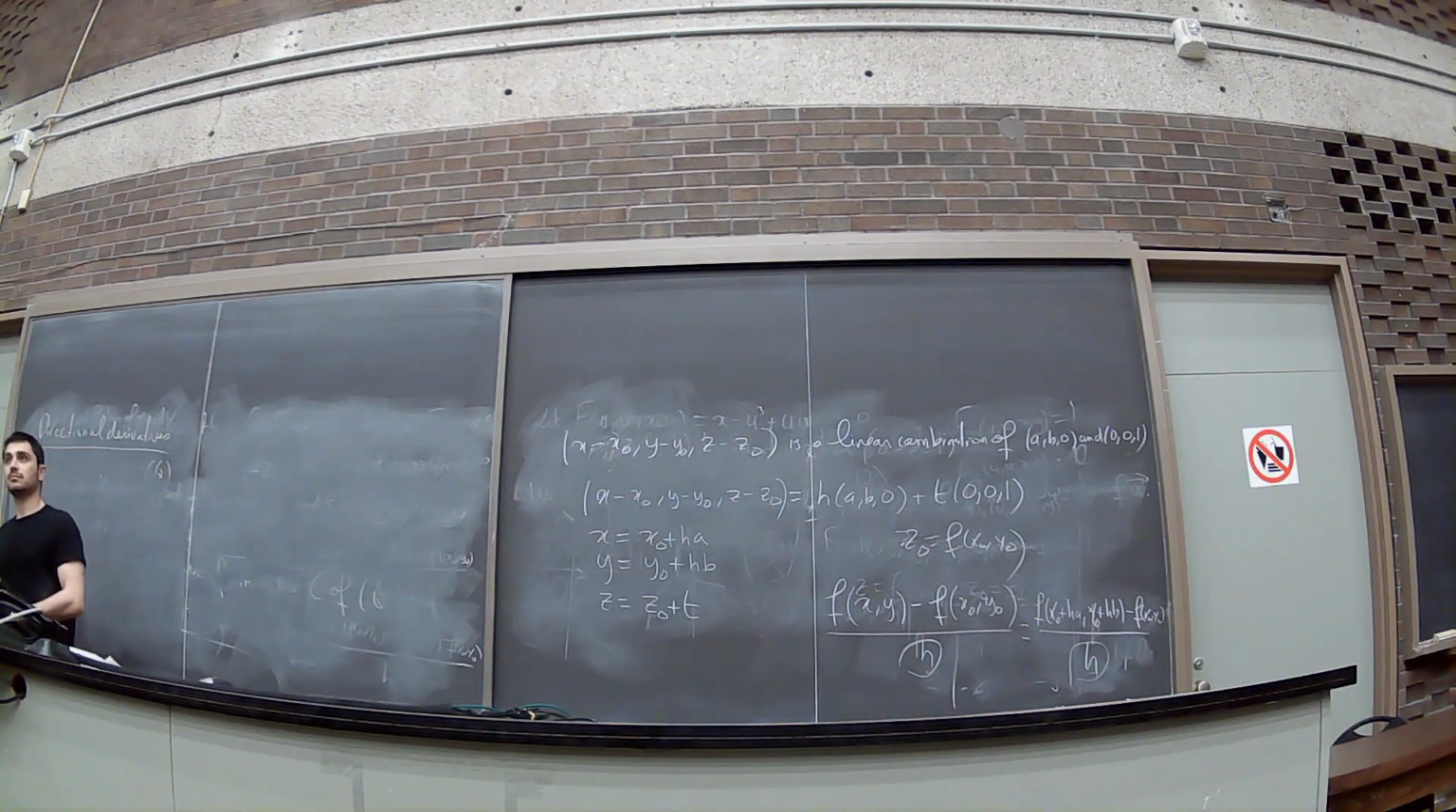Why isn't z equal to z0 plus ht? Because it's t. What is t? I don't understand. Never mind.